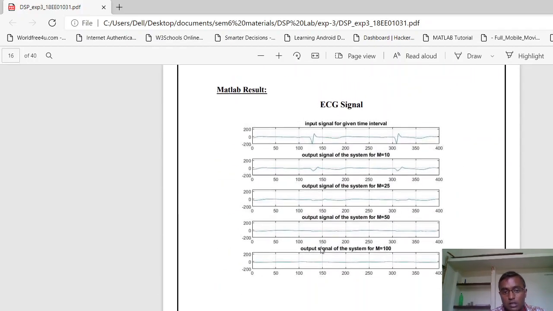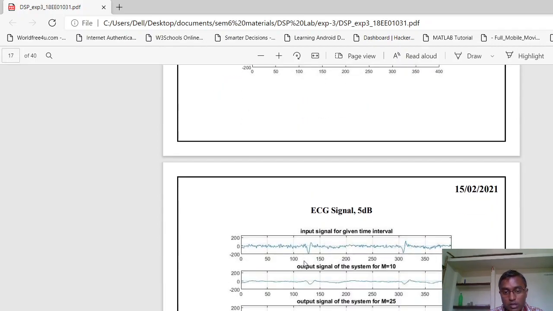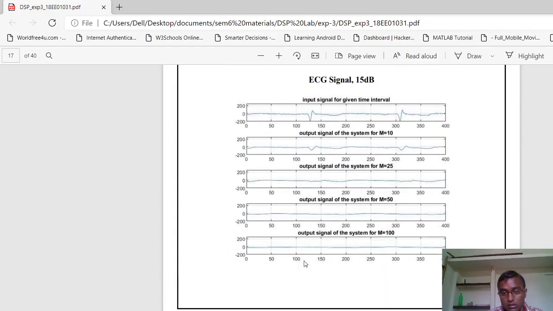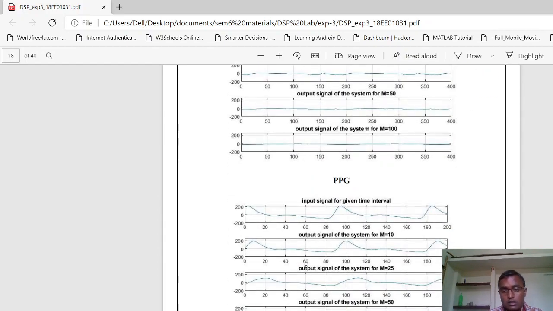For the ECG signal, we can clearly see that the magnitude of this noise part is being reduced, and it is becoming smoother and smoother. If we increase m, this is for m equal to 10, m equal to 25, further reduced, and m equal to 50, further reduced, and finally we get a more curvy, smooth curve. This is for the ECG signal at 5 decibel. This is for 15 decibel. This is for 20 decibel.